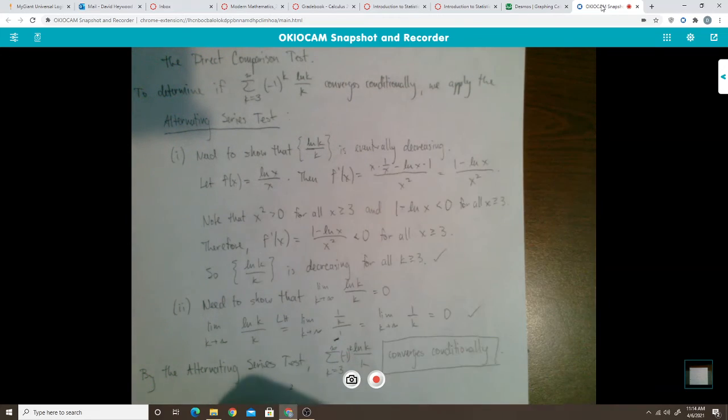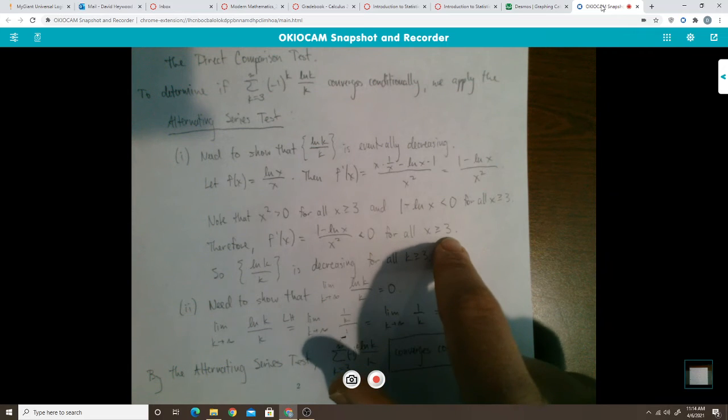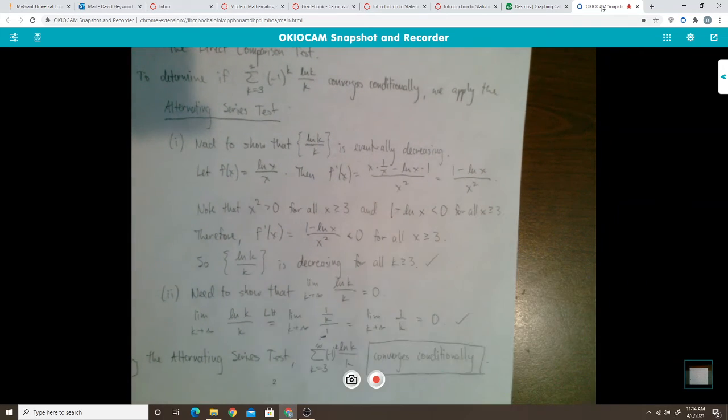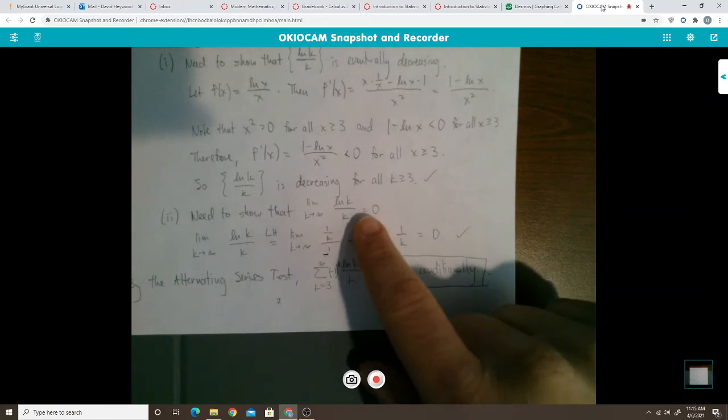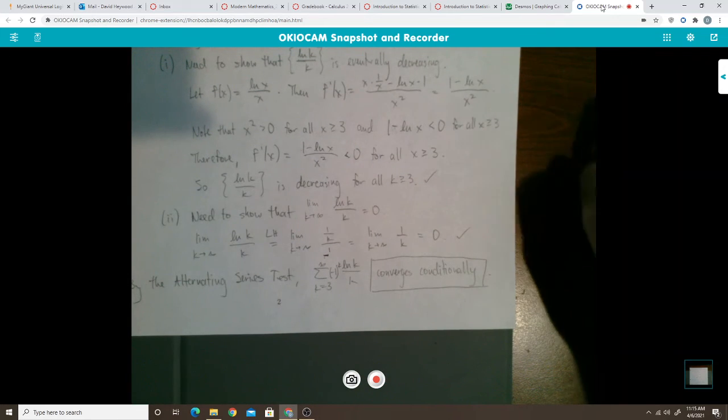This thing is positive for all x, and so the derivative is less than 0 for all x greater than or equal to e, actually. But we can definitely say that for any x greater than or equal to 3. Anyway, so that's how I showed that. And then for the limit, most of you did the limit correctly. But yeah, again, there's just a lot of confusion.